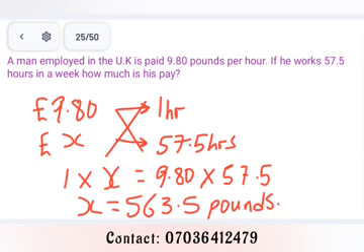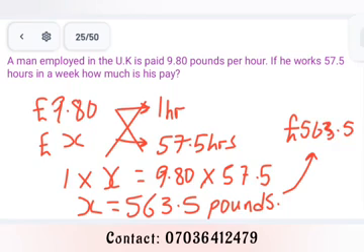Alright, good. Now this is also the same thing as saying £563.5. So this is the symbol for pounds. Okay, so hope that's clear. So this is how you can solve a question that looks like this. So if they change the values from 9.8 to any other value, you can also solve it. If they change this to any other value, you can also solve it using the same method.